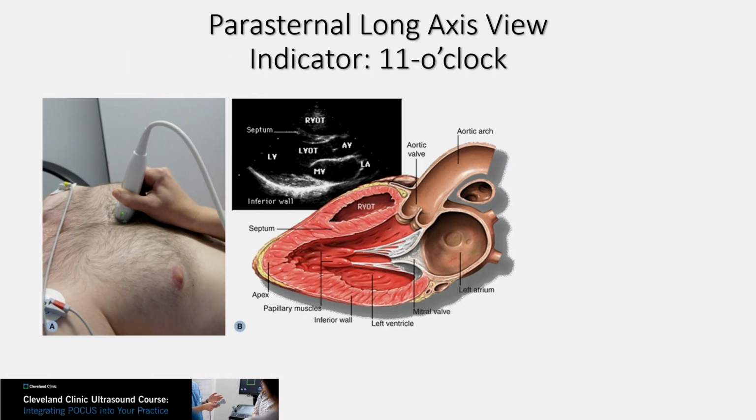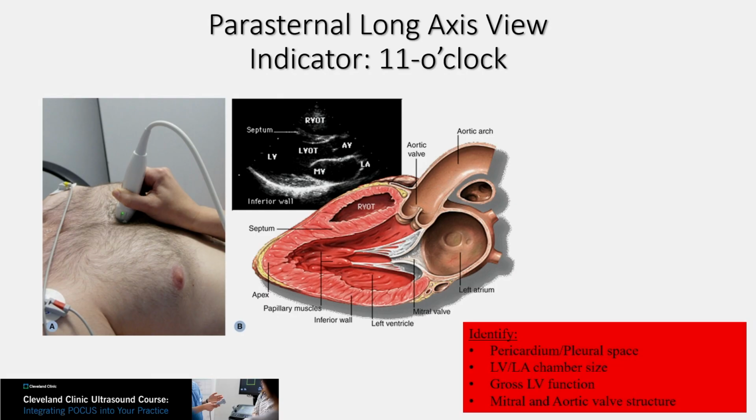The first view is the parasternal long axis view. The indicator is pointing towards the 11 o'clock position or towards the right shoulder. A good parasternal long axis view is where your septum is parallel to the surface of the screen. You are able to see your RVOT, your LVOT, your mitral valve, aortic valve, and LV cavity. Now this view is very important to be able to assess the pericardium and the left pleural space.